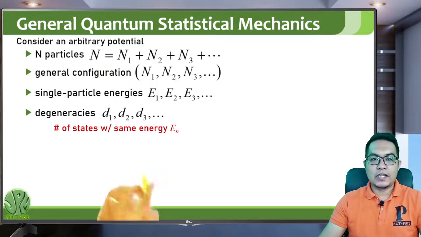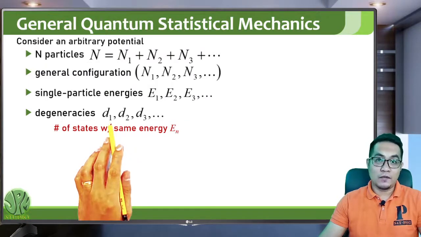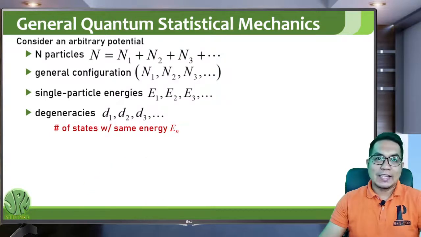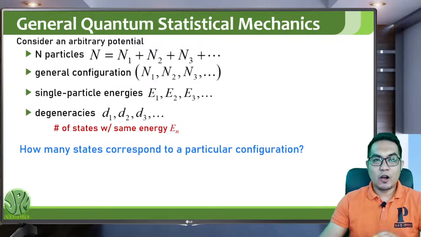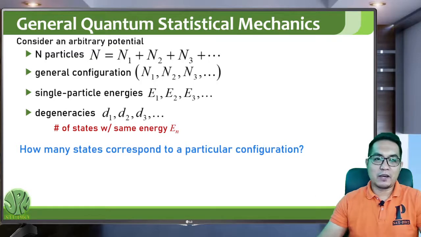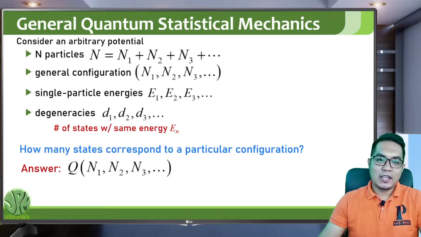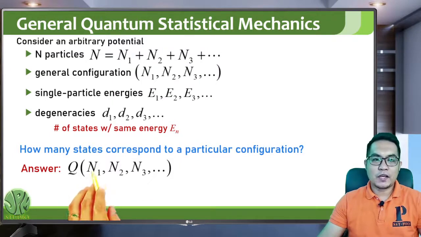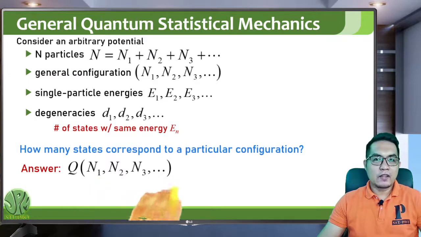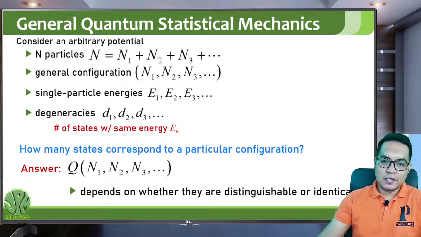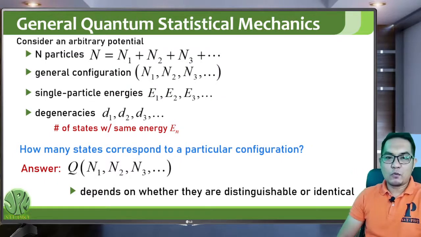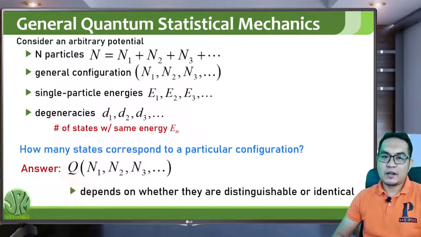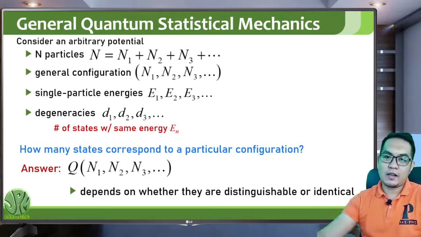The lowest value of the degeneracy d is actually 1. When d is equal to 1, meaning there's only one state in that energy level, it's non-degenerate. So the question now is, how many states correspond to a particular configuration? This is actually very hard to manually count, because our N here can be a very large number. The answer will be a number, Q, corresponding to a certain configuration N1, N2, N3, and so on. The value of Q will depend on whether these N particles are distinguishable, identical fermions, or identical bosons.